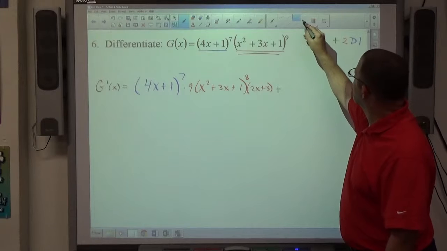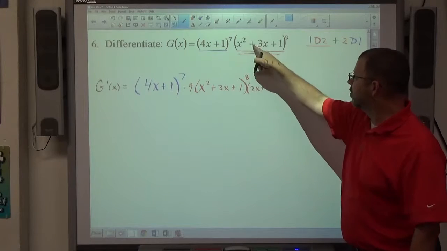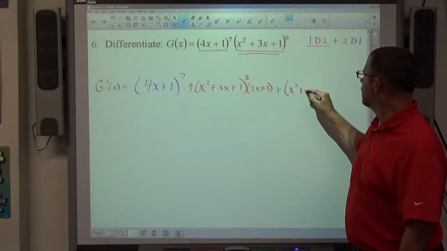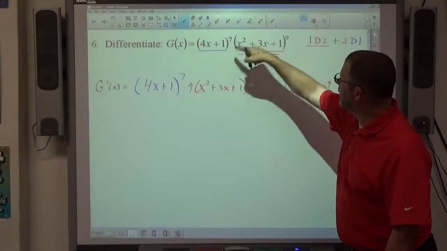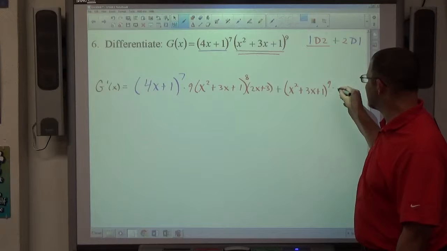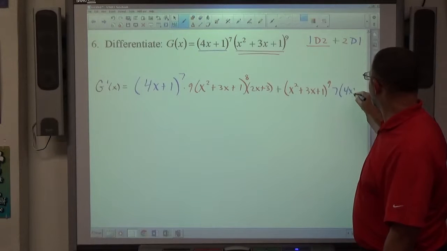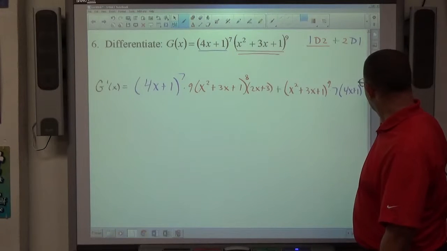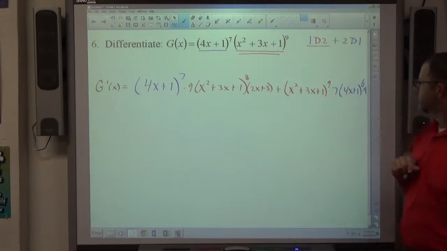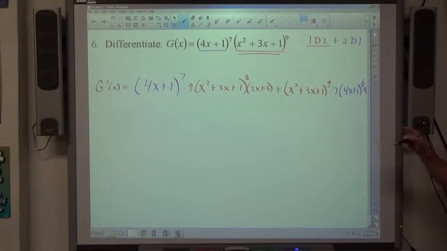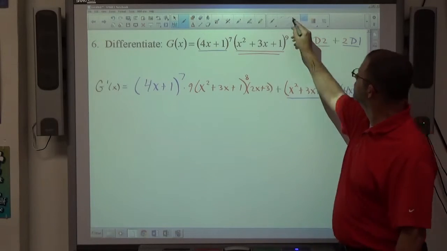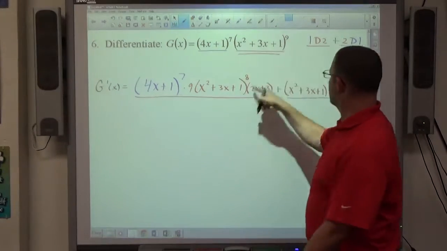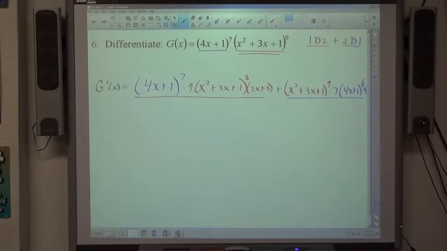So when I do 2, that's going to be function 2 exactly as it is. Here's function 2, x squared plus 3x plus 1 to the 9th. That's going to be multiplied by d1, which is going to be times 7 times 4x plus 1 to the 6th times 4. So this part here, 2d1. So 2d1, 1d2, and there's the entire product rule done.